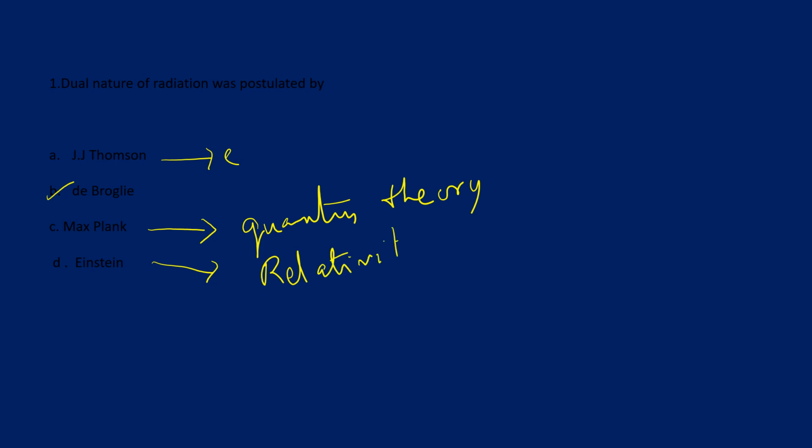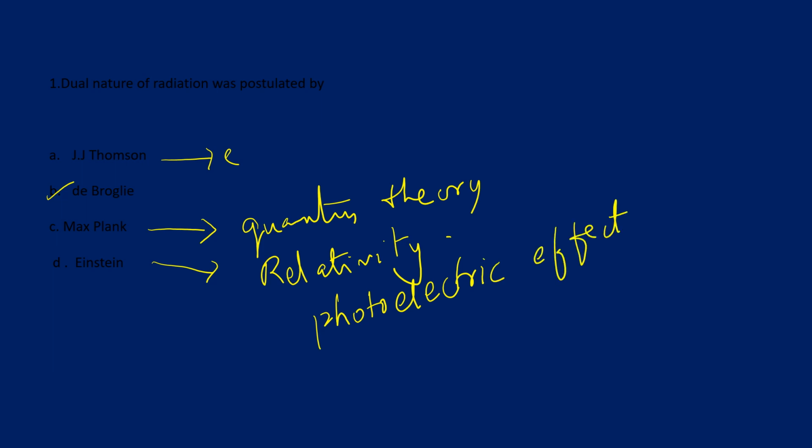And also he got the Nobel Prize for the photoelectric effect. So for this question, dual nature of radiation was postulated by de Broglie. Dual nature means radiation acts both as matter and as a wave.